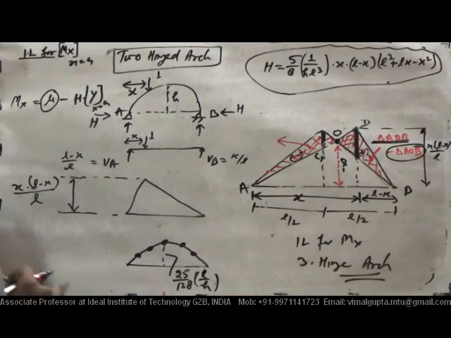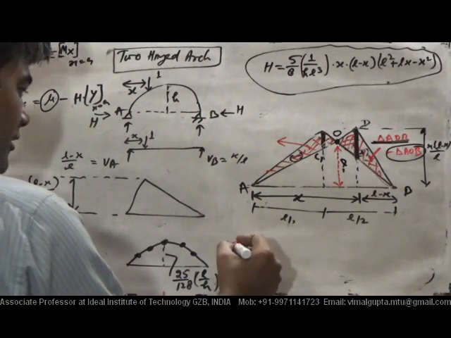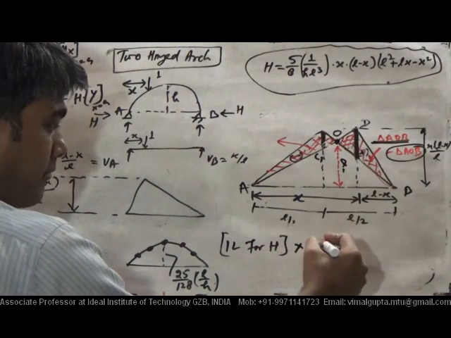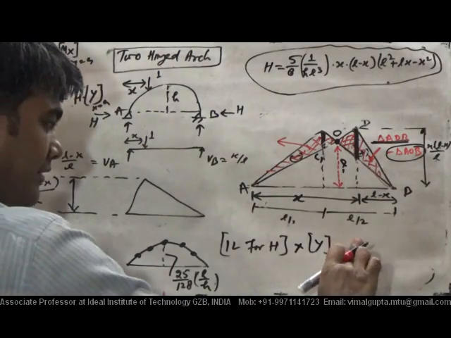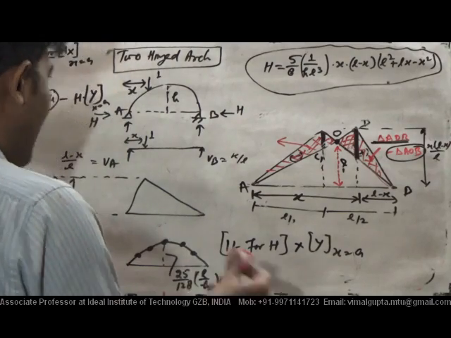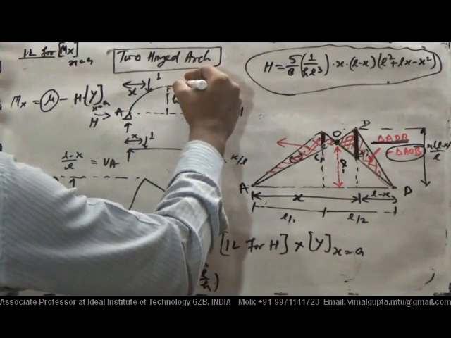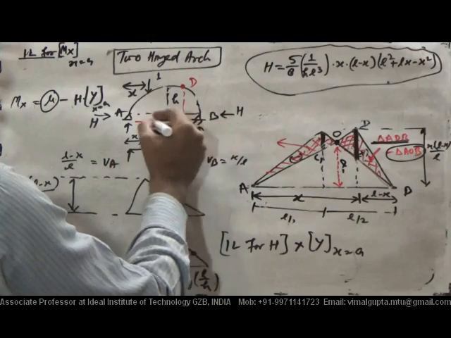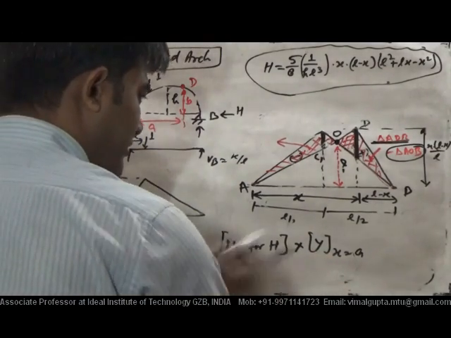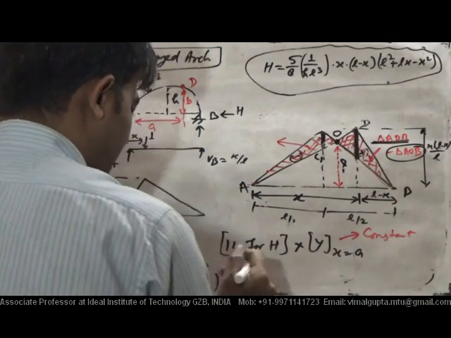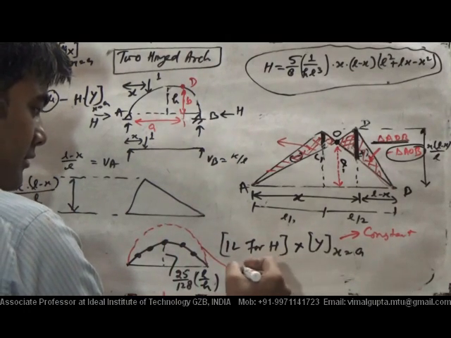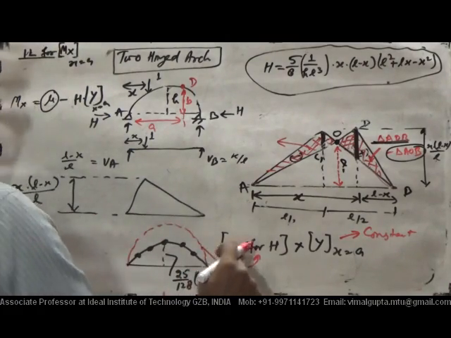So if this is the IL for H in case of a two hinge arch, then what will be the IL for H multiplied by y at x is equal to a? For a parabolic arch, at a certain section, suppose this section D, if this is a, then this ordinate, I have told you, suppose this is b. Okay, so this will be the constant thing. So when it is multiplied with the constant, then you will get this type of ordinate. That will represent the IL for H multiplied by this.